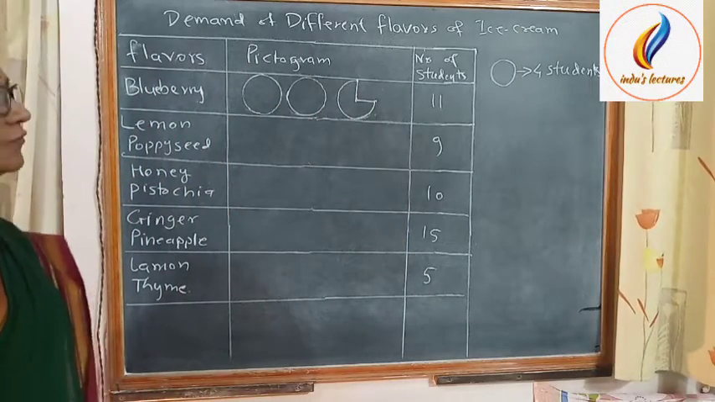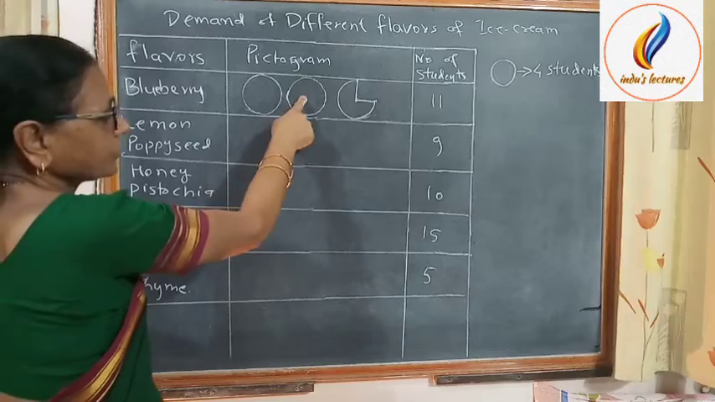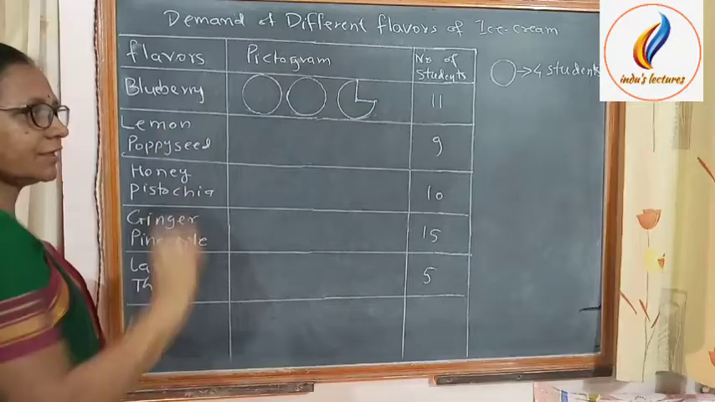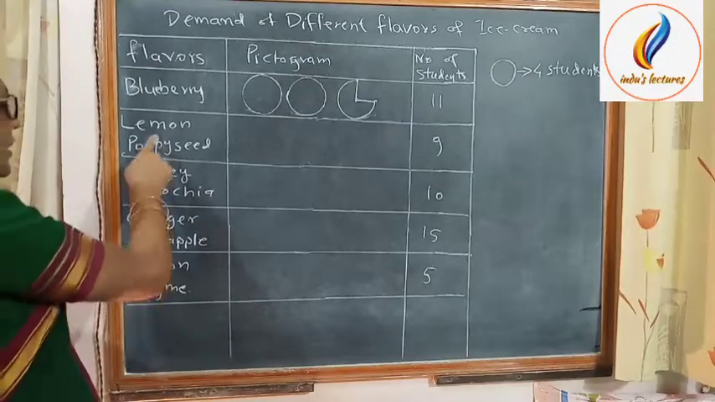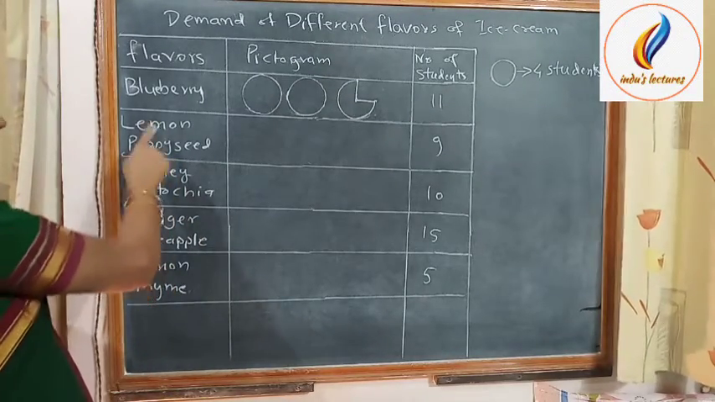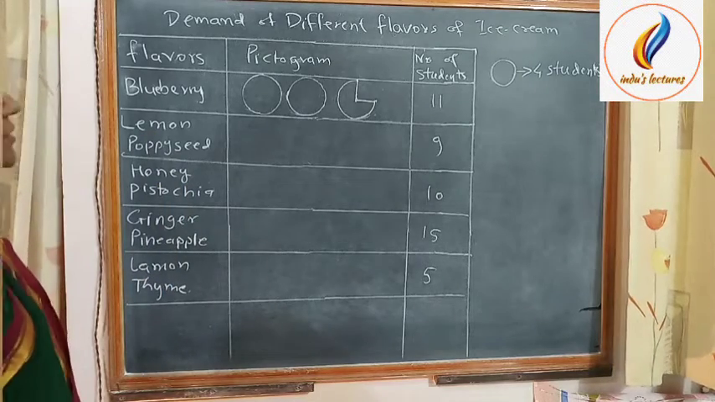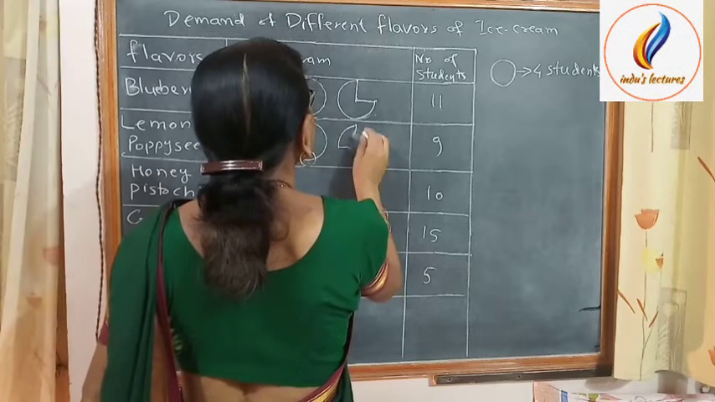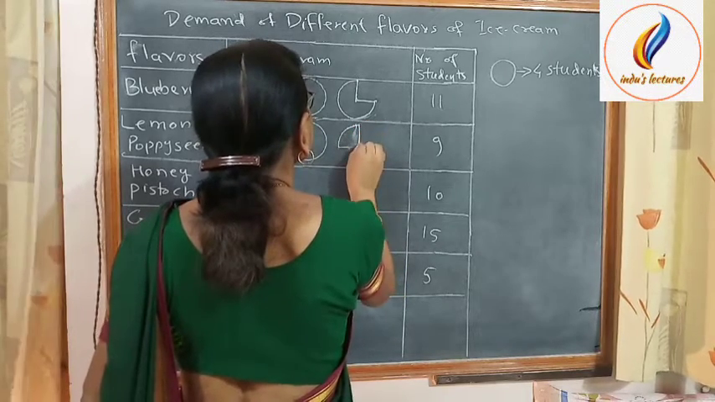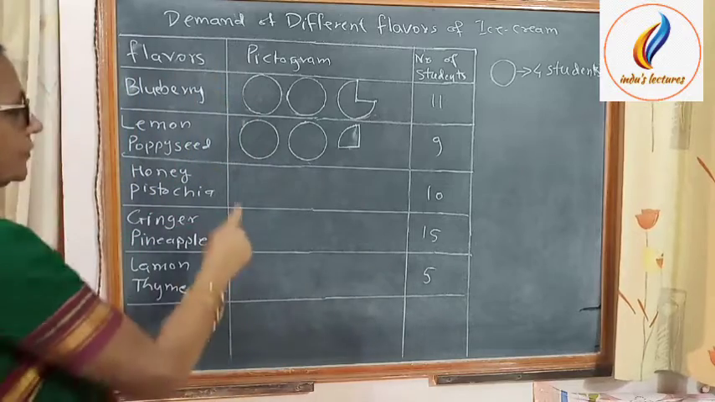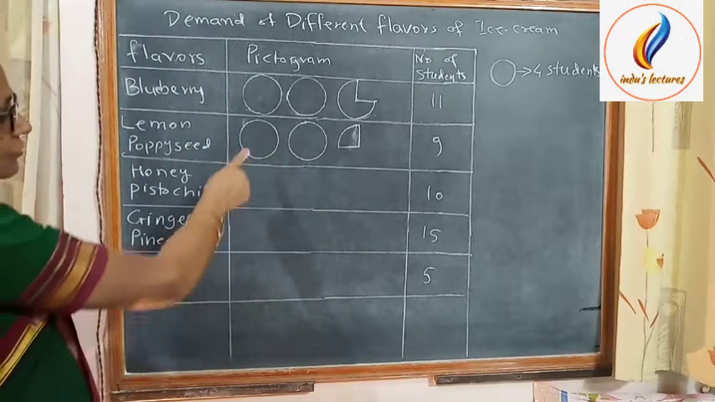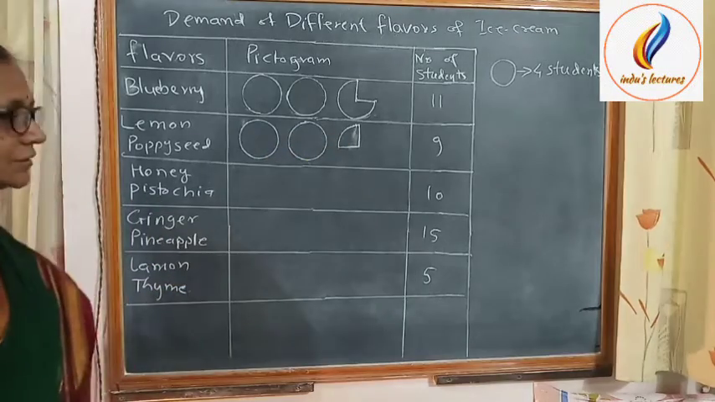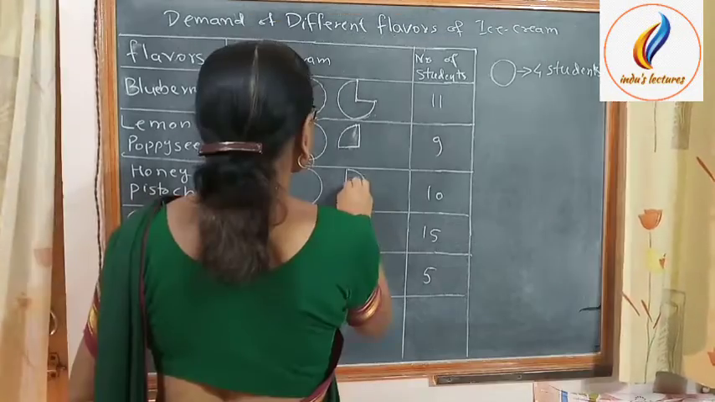One circle represents 4 students. So 4 plus 4 plus 3, that means it is 11. 4 plus 4 is 8, 8 plus 3 is 11. Now the next frequency, for lemon poppy seed, is 9. The frequency 9 can be shown by this picture: 4 plus 4 is 8, plus 1, that means 9. Then the next frequency is 10.